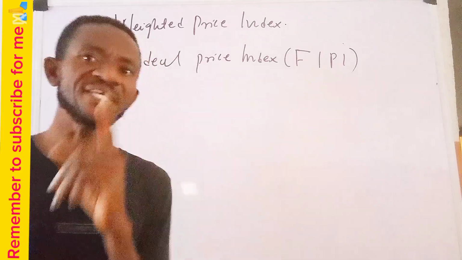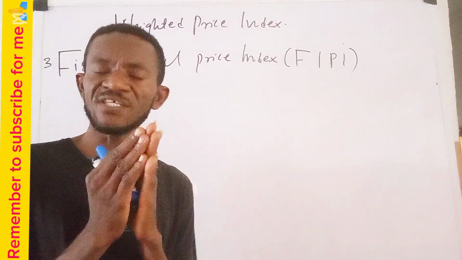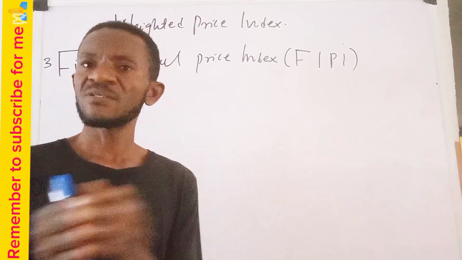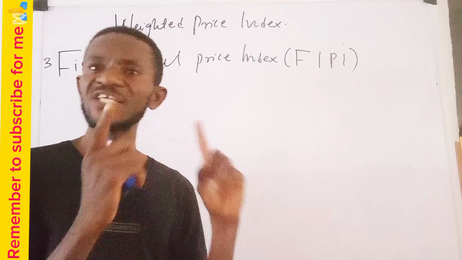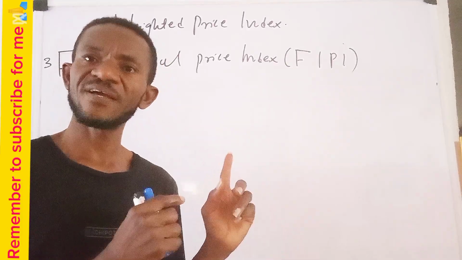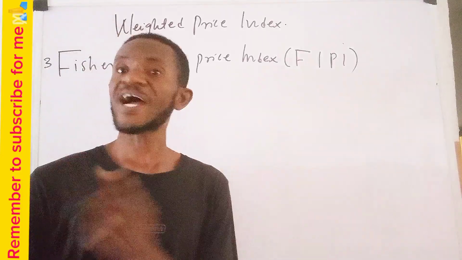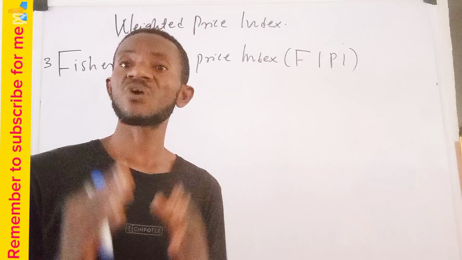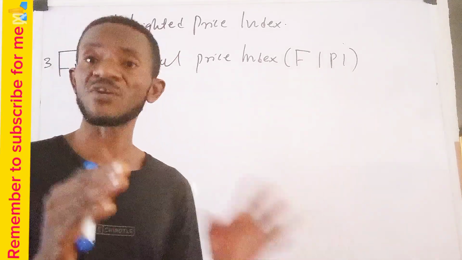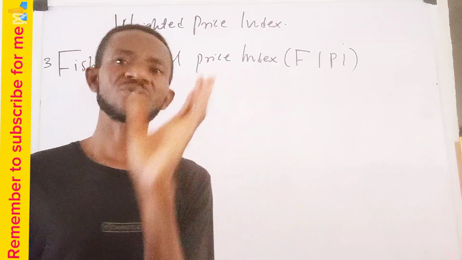The concern here is that, in as much as the interest is to measure the price index, Laspeyres is using the quantity in the base year as a weighting parameter, and Paasche is using the quantity in the given year as a weighting parameter. Which one becomes correct? Which one becomes wrong? None of them is wrong. But each and every one of them has shortcomings.